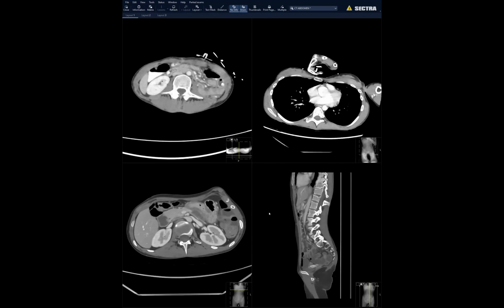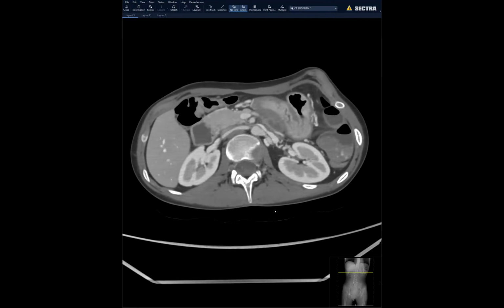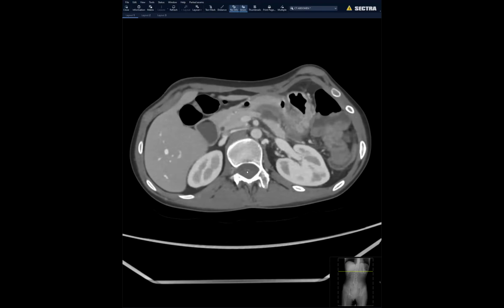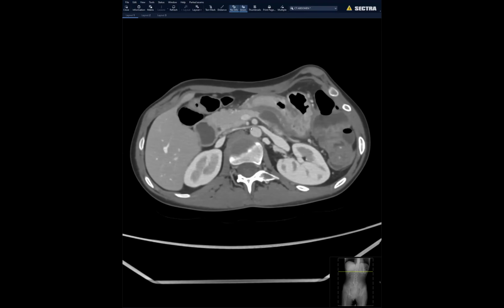And then back to axial. What do you guys think of the left renal vein? Looks like it's filling early or it's distended. Nutcracker? Yeah, caliber. So dilated here and then suddenly narrows.